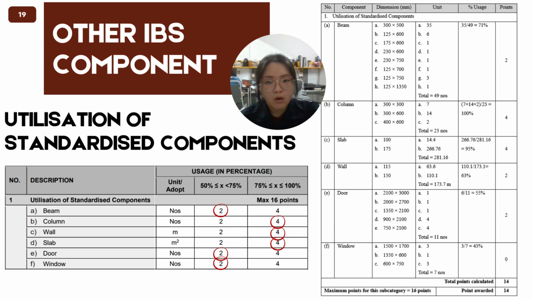For door, out of 11 units of door, only 6 are standardized. So a 55% usage led the door component to obtain a point of 2. For window, only 3 of the units use standardized dimensions. So it's only 43%, which means that the point obtained is 0. After the summary, the total point awarded for this part is 14 points.